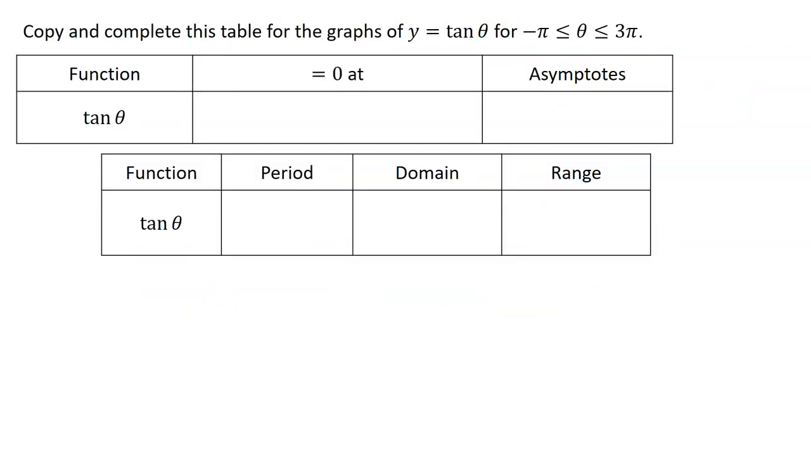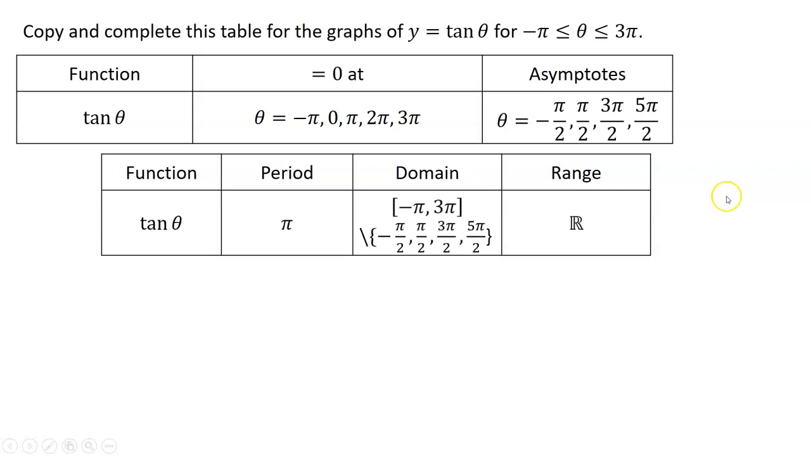Okay, so the graph of tan theta, I want you to pause the video while you copy and complete this table for the graph of tan theta for this domain from negative pi to 3 pi. So you should have got these values. If we think about the graph, here's negative pi, 2 pi, 3 pi. So, oops, that is not where there is an asymptote. This is what happens when you draw a graph too small.